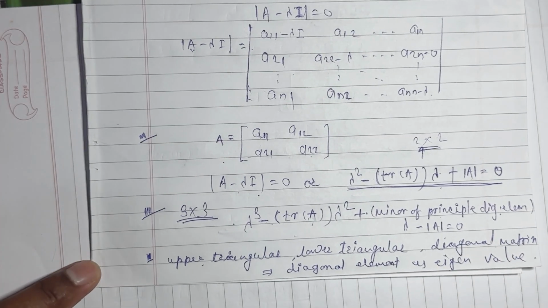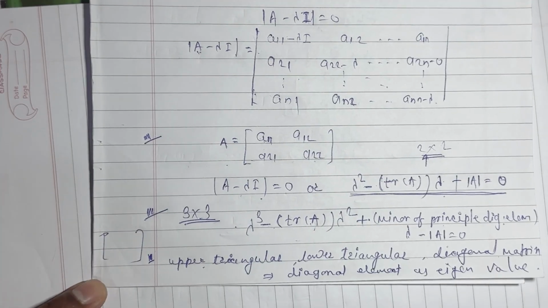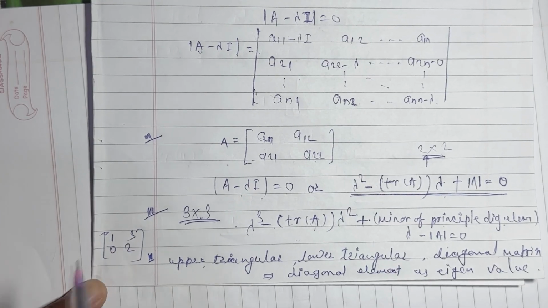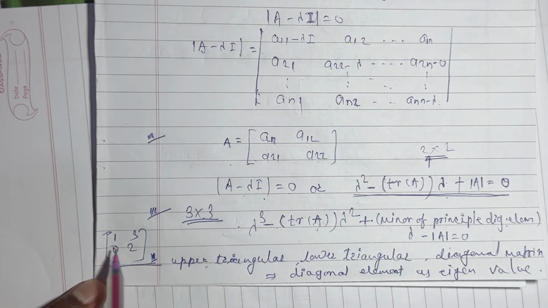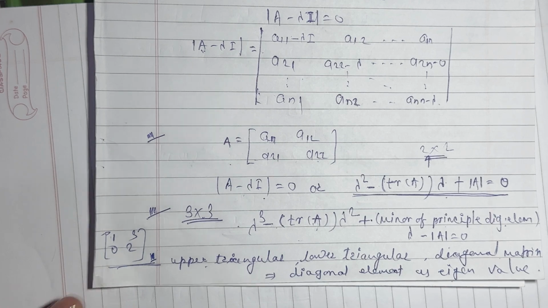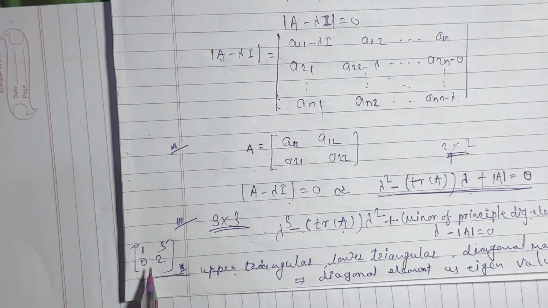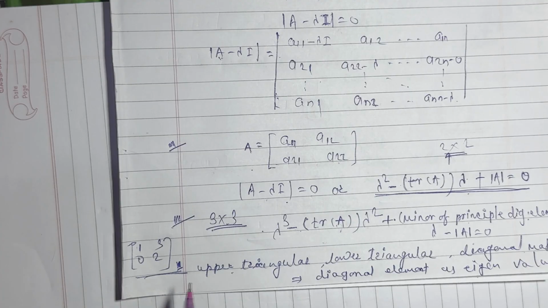For example, consider a 2 by 2 matrix which is upper triangular, meaning the below-diagonal element is 0, like this one. The eigenvalues for this matrix are 1 and 2. An upper triangular matrix has its diagonal elements as eigenvalues, a lower triangular matrix has its diagonal elements as eigenvalues, and for a diagonal matrix, where only the diagonal elements are present, the diagonal elements are its eigenvalues.